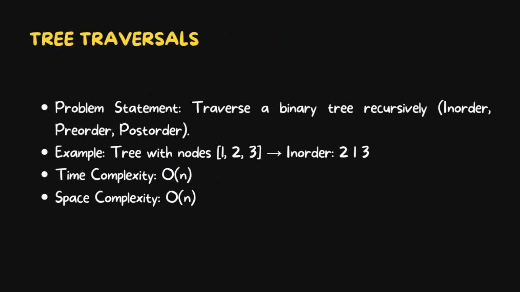Next is tree traversal. It traverses a binary tree recursively in-order, pre-order or post-order. So for example, for a tree with nodes 1, 2, 3, the in-order is 2, 1, 3. Time complexity is order of n and space complexity is also order of n.